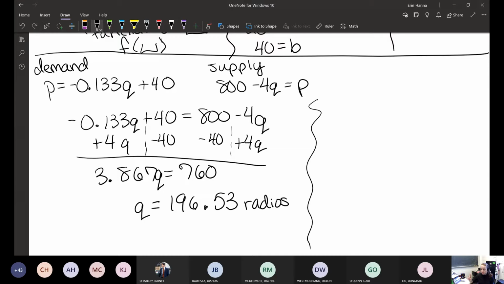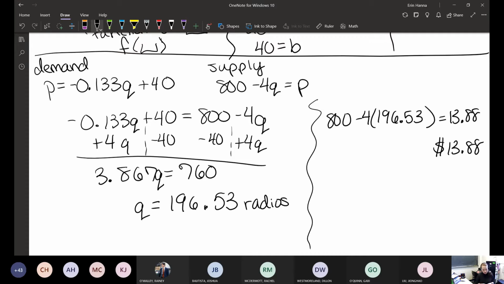Now, remember, break-even point and equilibrium point are made up of two things. So we have the equilibrium quantity and we need the equilibrium price. So we need to plug this value into either one of the equations. I'm going to plug it into supply because that one makes me happier. We will get 13.88. So the equilibrium price is 13.88.